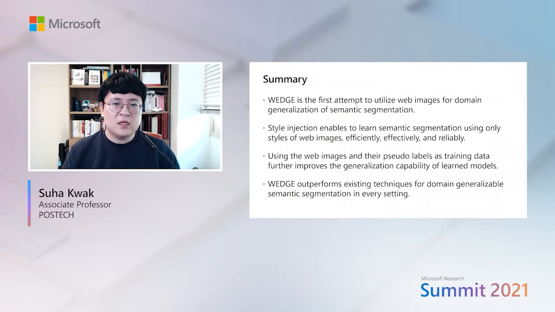Okay, in summary, our method is the first attempt to utilize web images for domain generalization of semantic segmentation. And the style injection enables us to learn semantic segmentation using only styles of web images efficiently, effectively, and reliably. And by using the web images and their pseudo-labels as training data, we can further improve the generalization capability of the learned models. And as a consequence, our method outperforms all the existing techniques for domain generalizable semantic segmentation in every setting.